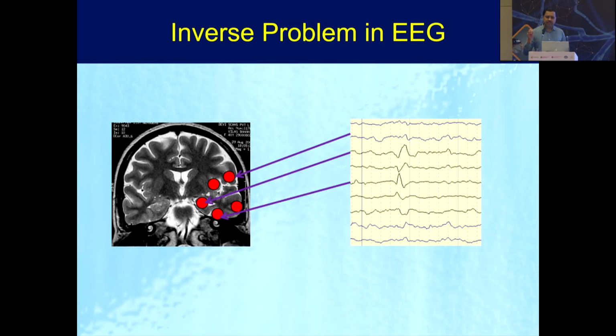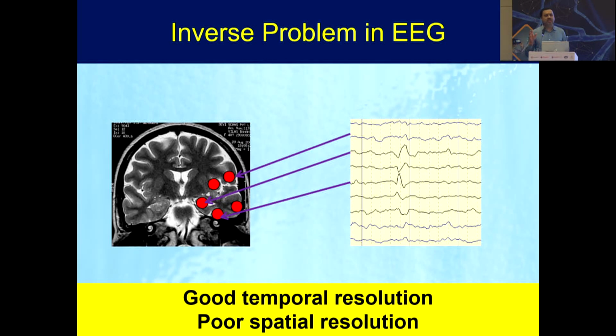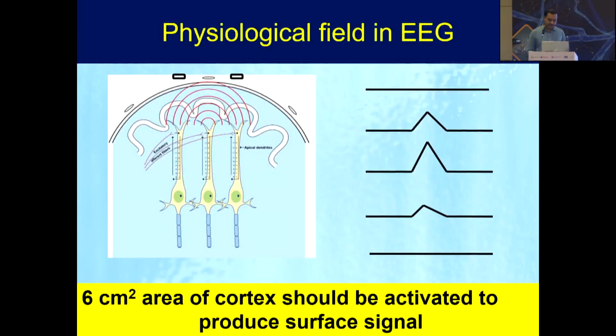That is, a left temporal spike doesn't mean that it is coming from the temporal lobe. And we need to understand that when we're reading the EEG. So EEG has a good temporal resolution, manifestation within a few milliseconds. But the resolution in space is a bit low, and this limitation we need to understand while trying to interpret the EEG.